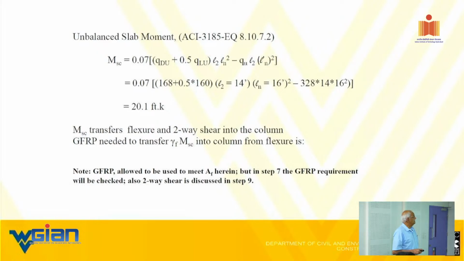So the unbalanced moment now is an equation from the code, that is 8.10.7.2. 0.07 dead load, live load, and another live load component. So this is the amount of moment, MSC, that is called the unbalanced moment.